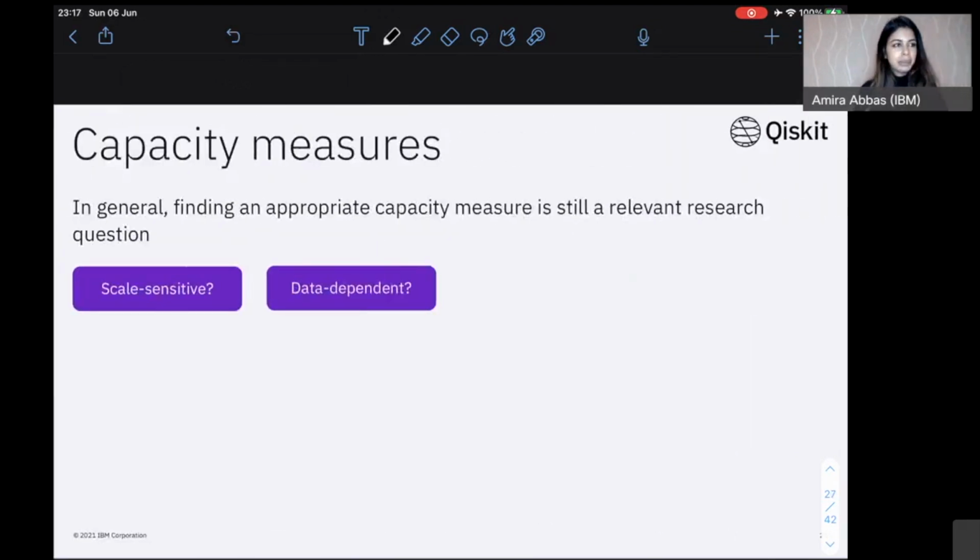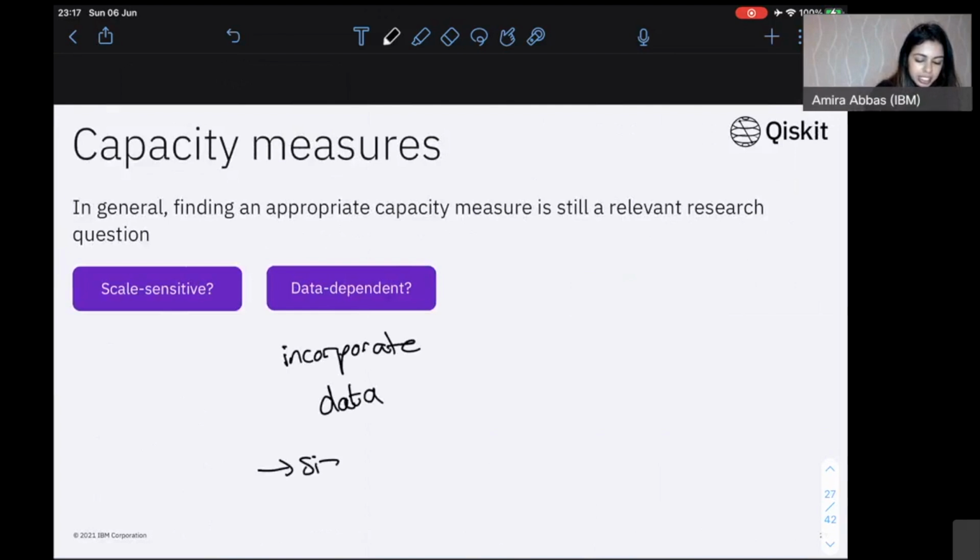Then, is the capacity measure data dependent? Does it actually incorporate data in a meaningful way? Like we saw earlier, if we just think about the size as a capacity measure, or the number of parameters, well, this is not enough. We have to somehow include the distribution of data, because that experiment showed us that neural networks fitted to random data exhibit different generalization properties, so data is definitely important in thinking about the capacity of a model. So is a capacity measure data dependent? This definitely is an important thing to tick.